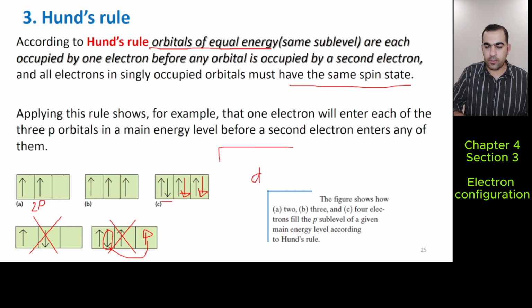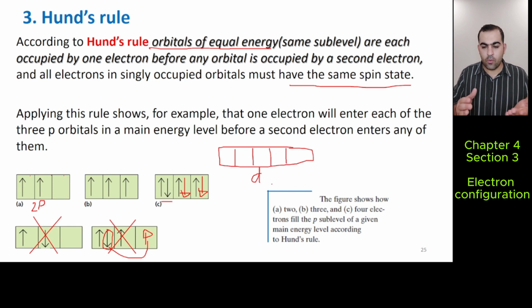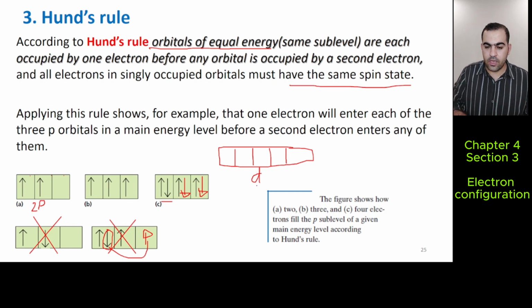If I have the d orbitals, d has how many orbitals? 5. If there are 5 electrons, where d has 5 orbitals, how am I going to put the electrons? Each of them first gets an electron, and clockwise. Not anti-clockwise. Each of them. Okay, 4, 5.